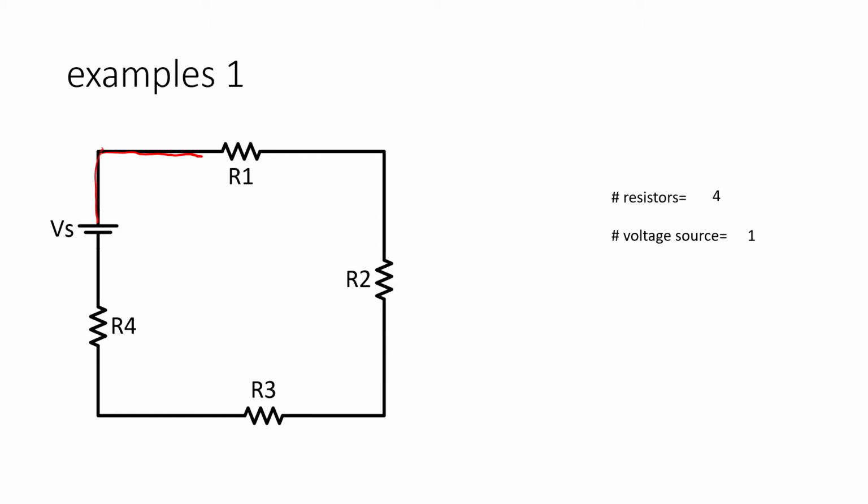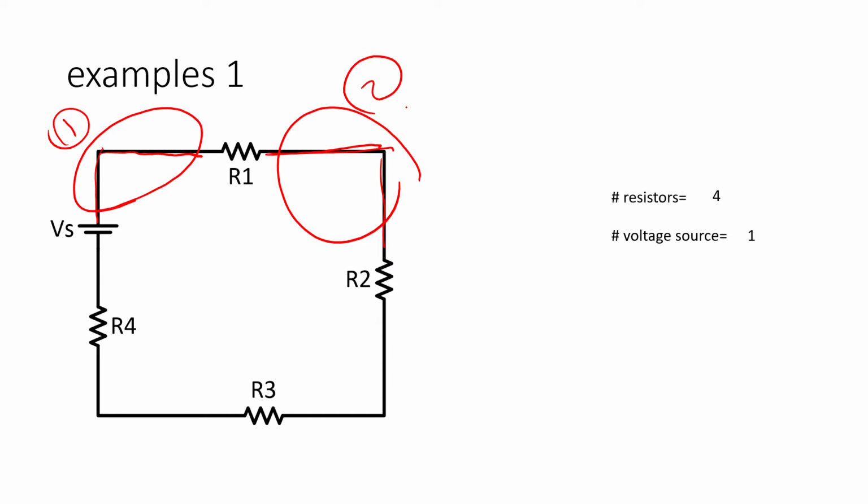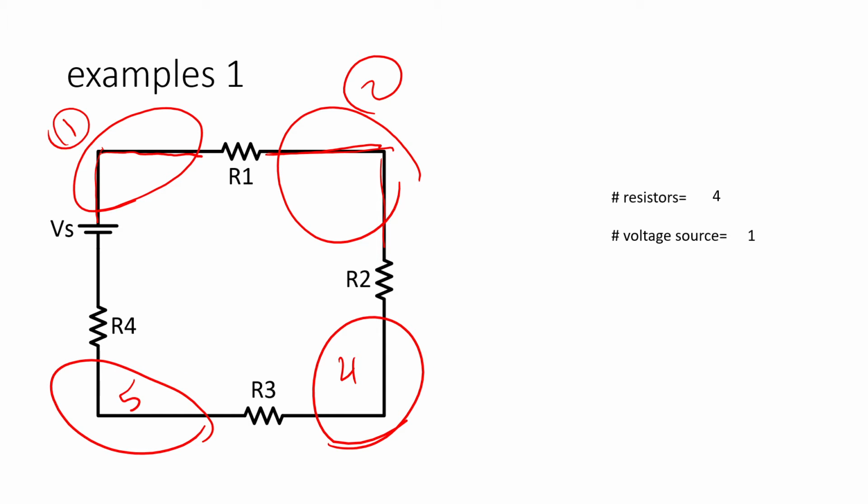This line connects between Vs and R1, and it is node number 1. This line connects R1 to R3, another node, 3, 4 and 5, sorry. All these nodes are S-type because each connects 2 elements.